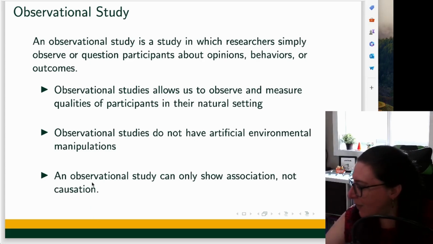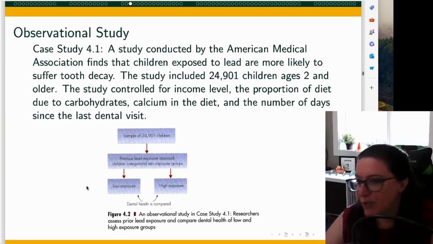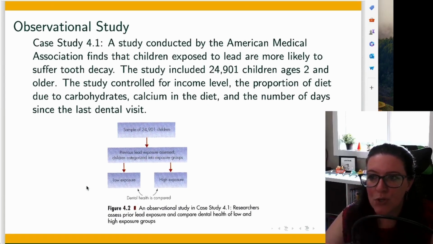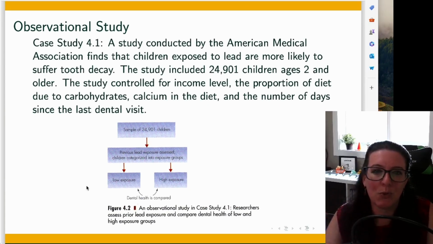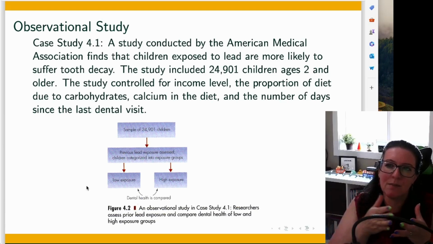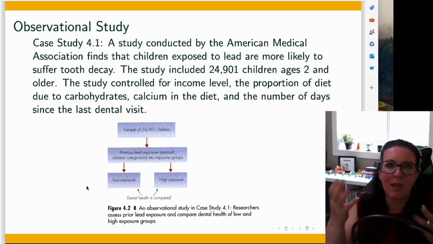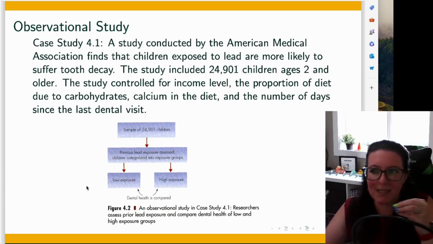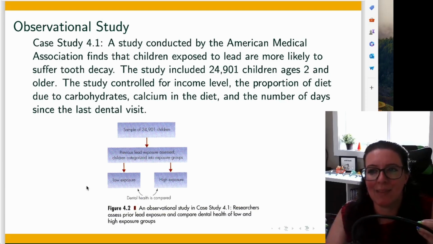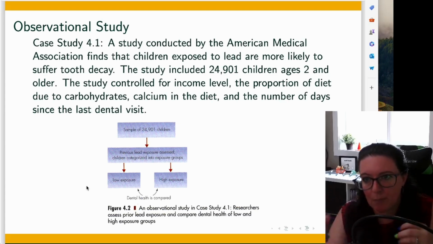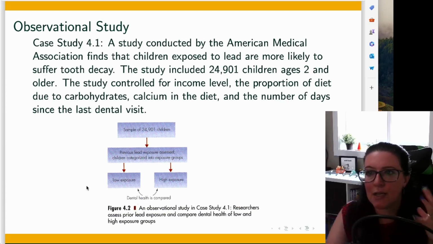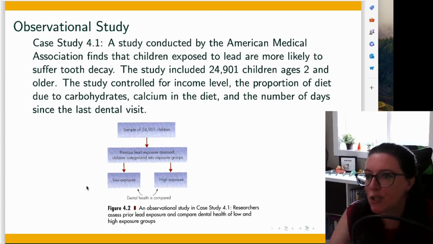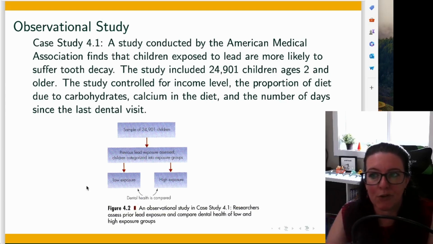The difference in an observational study and more the medical approach is that it's similar to experimental design, right? We want to look at one group that we would call the treatment and the control, but we can't assign them to those groups. So for example, this observational study conducted by the American Medical Association finds that children exposed to lead are more likely to suffer tooth decay.